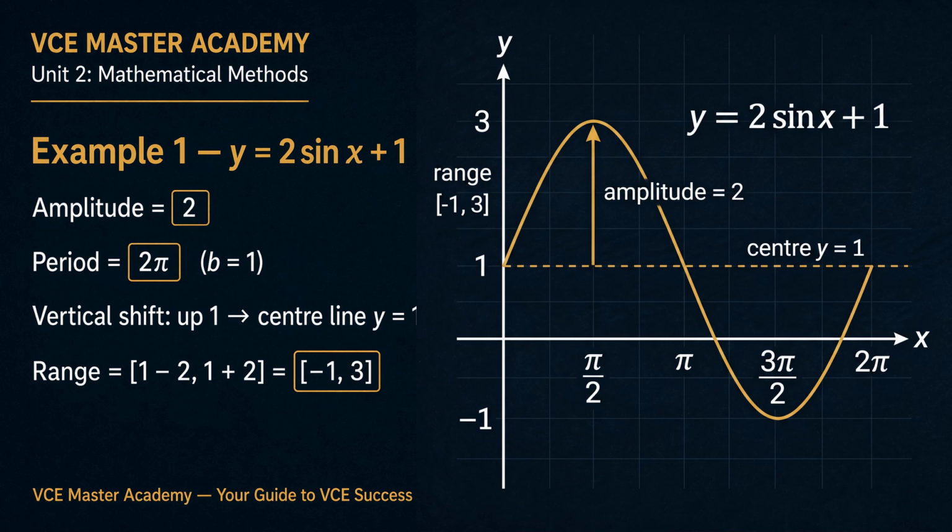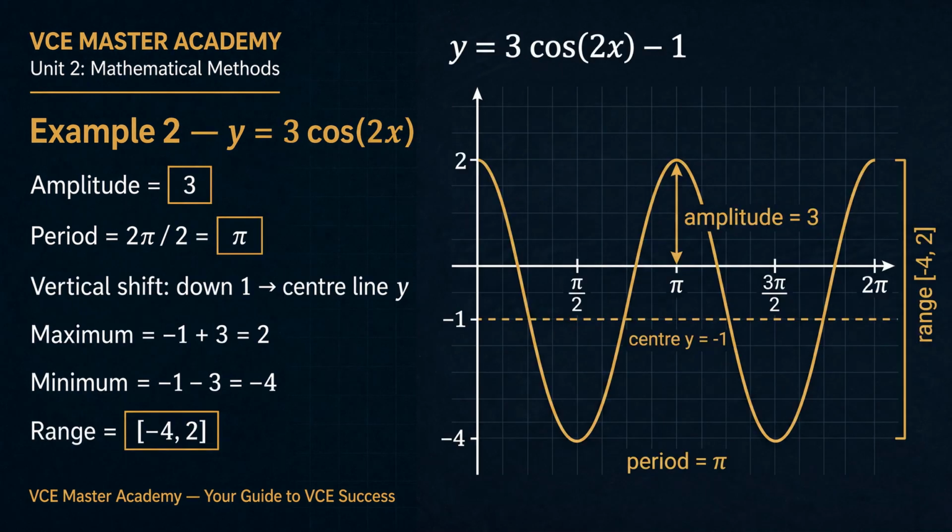Example 1. Nice and gentle. Look at y equals 2 sine x plus 1. The amplitude is 2. The period is 2 pi because b is 1. The wave is lifted up by 1, so the center line is at y equals 1. The range goes from 1 minus 2 to 1 plus 2. That is from minus 1 to 3.